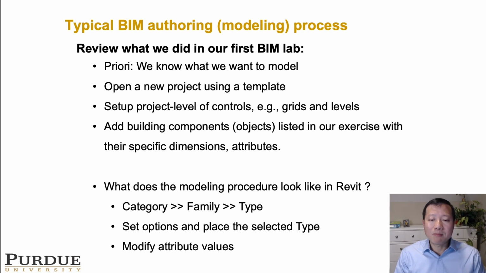So what does the modeling procedure or the modeling process look like in Revit? You probably recall that you are navigating through the category to families till you find the type you want. And then you also set up the options and place the selected type on the canvas. And finally, you can fine-tune the geometry, fine-tune the location, and modify your attributes through the properties window.